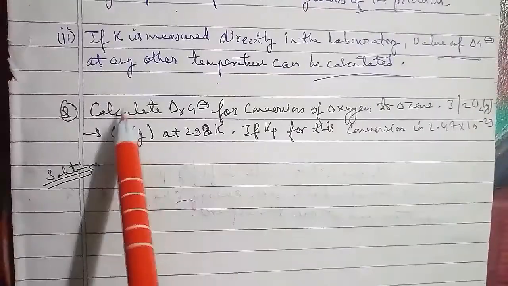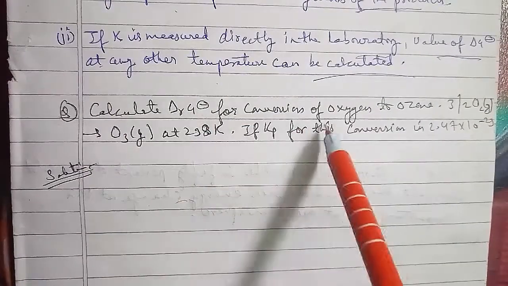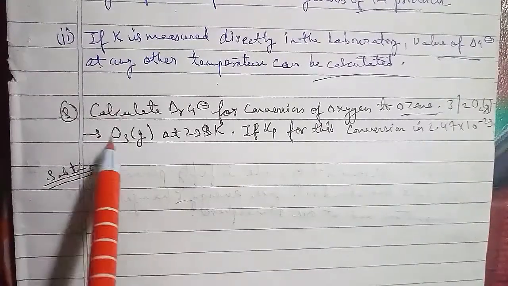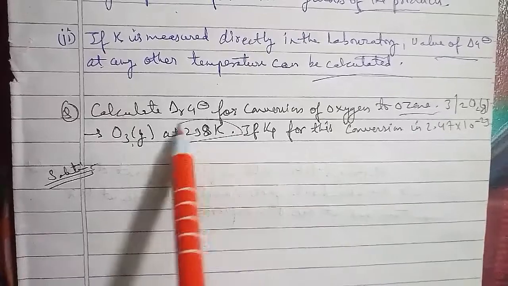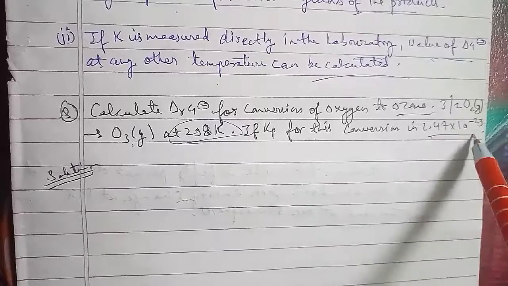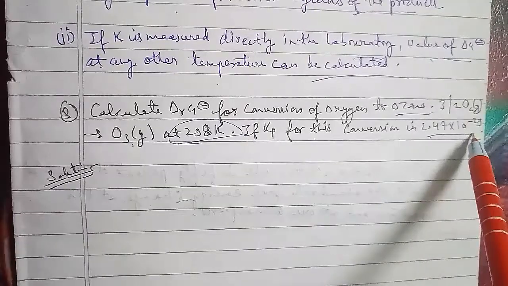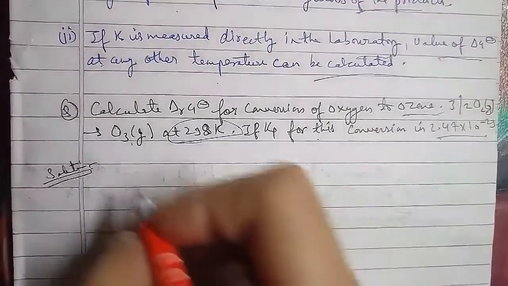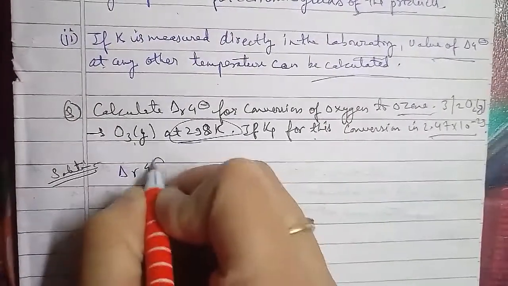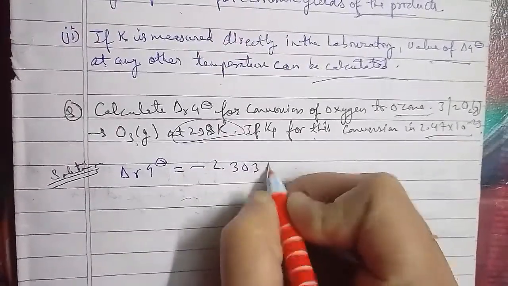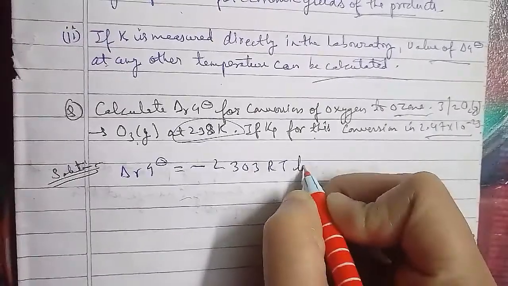So let's go ahead with a question we have to solve here. Calculate ΔrG for the conversion of oxygen to ozone, 3/2 O2(g) gives O3(g), at 298 K, if the Kp for this conversion is 2.47 × 10^-29. According to this, we know that ΔrG° is equal to minus 2.303 RT log K, which we already read 2 or 5 minutes ago.